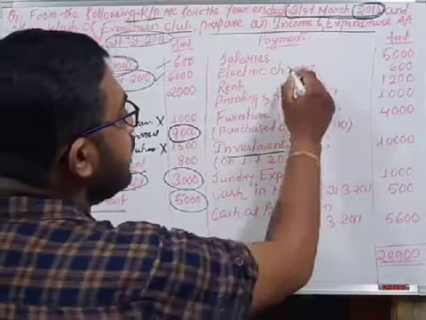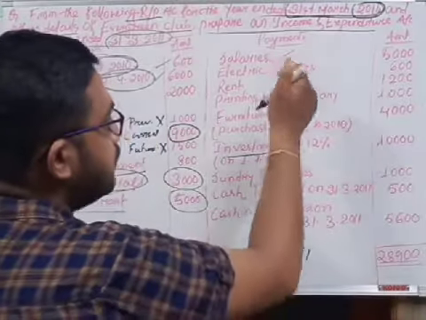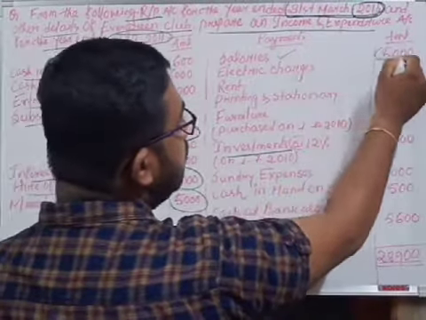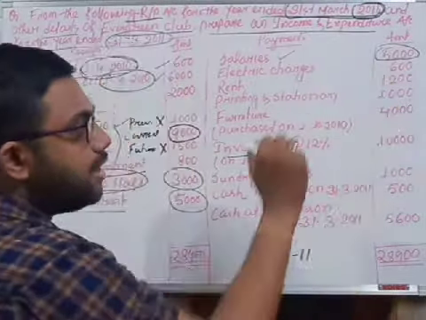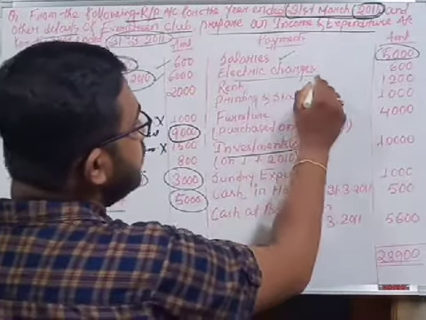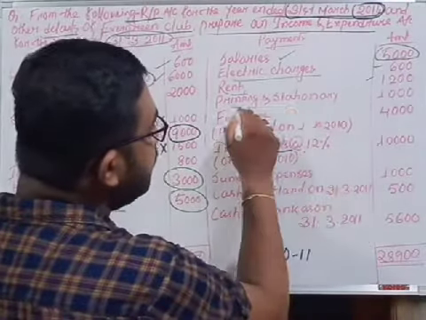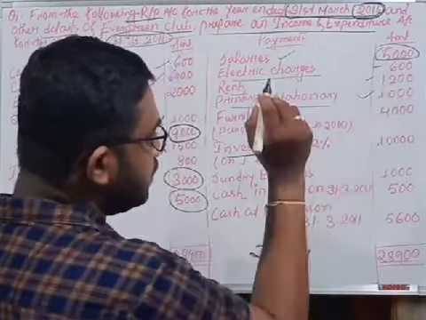Next, salaries. It is a payment, or it is an expense for the non-trading organization. So it is the salaries, that is rupees 5,000, and we have to look whether any adjustments are given regarding this. Electric charges, rent expenses, printing and stationery are also expenses.